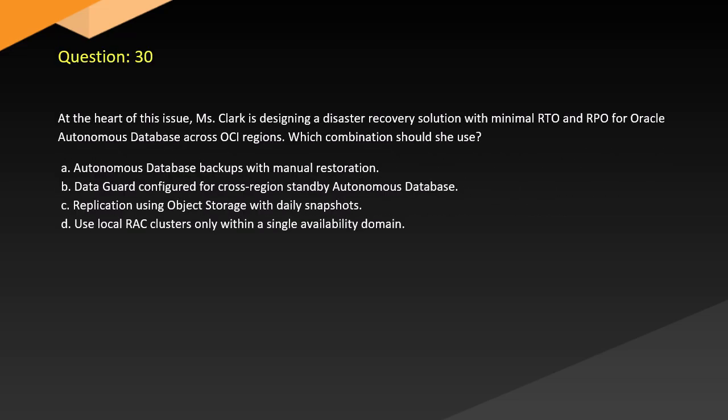Question 30. At the heart of this issue, Clark is designing a disaster recovery solution with minimal RPO for Oracle Autonomous Database across OCI regions. Which combination should she use? A. Autonomous database backups with manual restoration. B. Data Guard configured for cross-region standby Autonomous Database. C. Replication using object storage with daily snapshots. D. Use local RAC clusters only within a single availability domain.